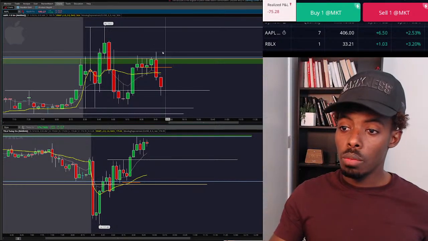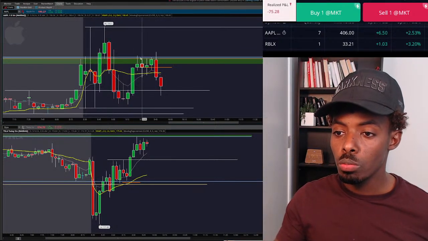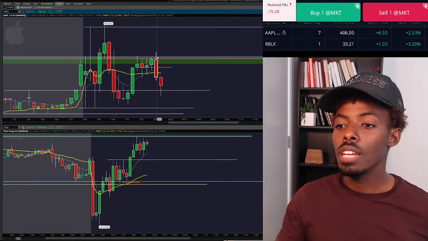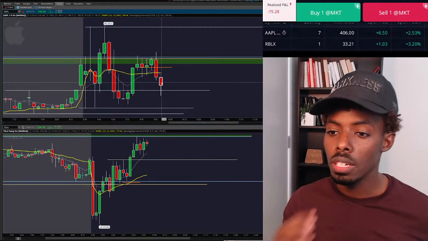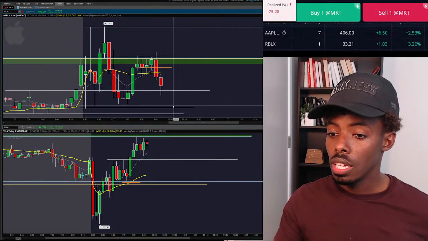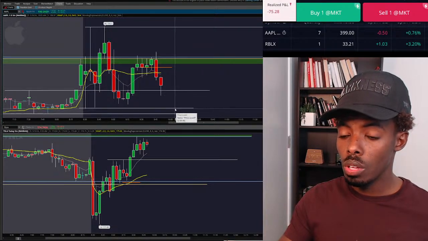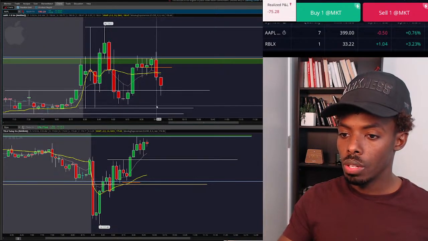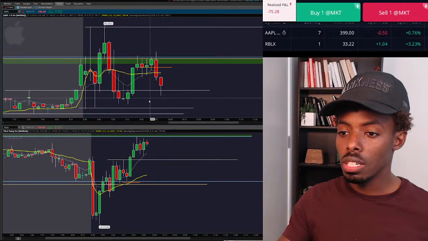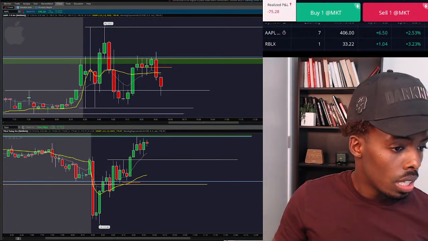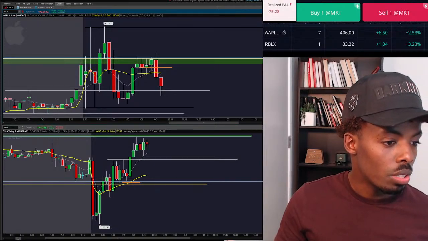Yeah, we failed. After this multiple testing to break outside of here, Apple failed, bro. It failed to crack here. So I'm pretty confident in my puts. Either it breaks this level, goes right back down to the low, or probably trades in the zone between here and here. It's gonna be one of these two, bruv. Get down to the low area, secure gains.